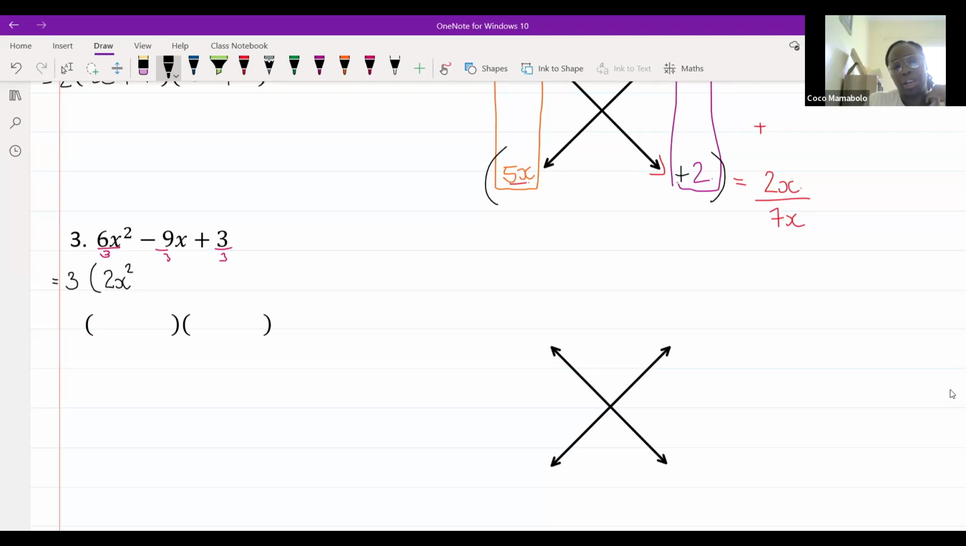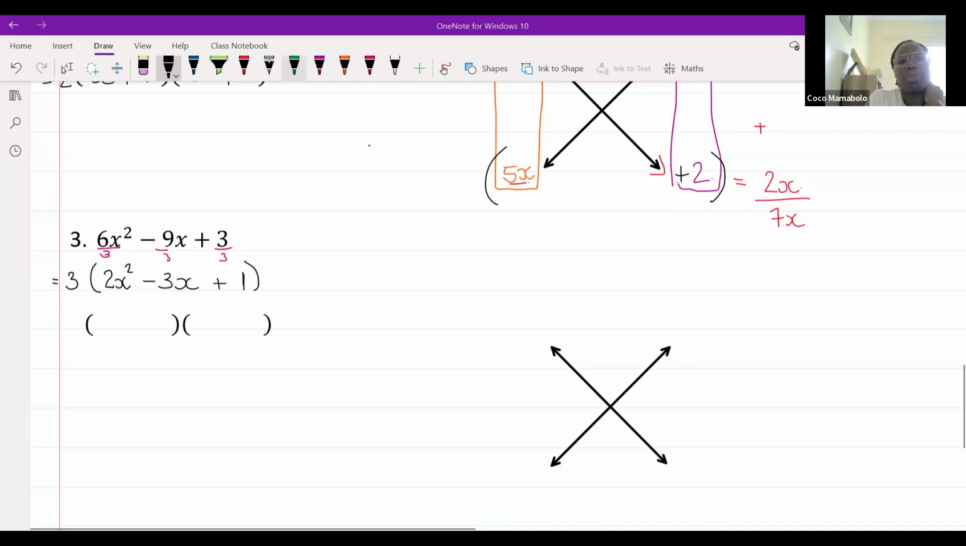What about over here? I'm going to have negative 9x divided by 3. What's that going to give us? Ma'am, it's going to give us a negative 3. Negative 3 what? X. Good, don't forget the x. Plus, what's next? 3 divided by 3 will give us? Ma'am, a positive 1. Excellent. Well done.